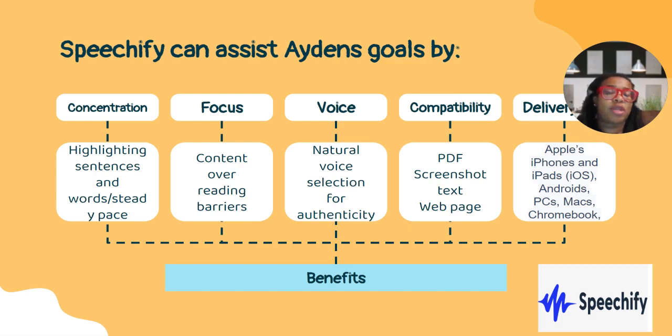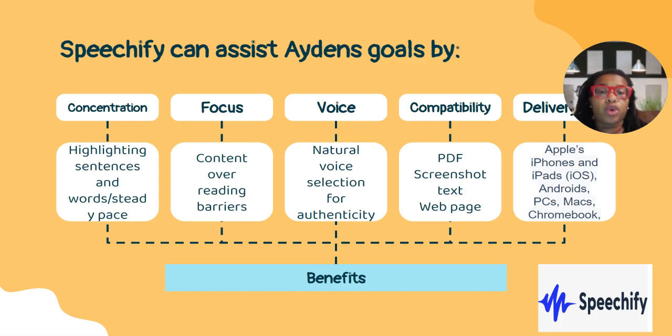Some of the benefits of Speechify that can assist Aiden's goal are concentration. Speechify has a highlighting feature in which sentences and words are highlighted across the page and go at a steady pace as he can adjust the speed. It also helps Aiden's goal by having him focus on the content of the passage over reading barriers such as his struggles with decoding words. He can listen to the natural pace of the reading content and hear the words decoded as he is following along with the text-to-speech.